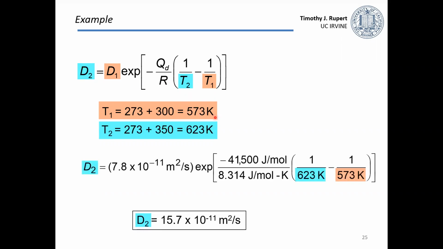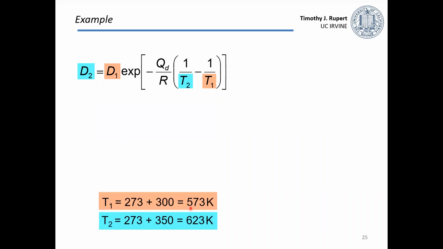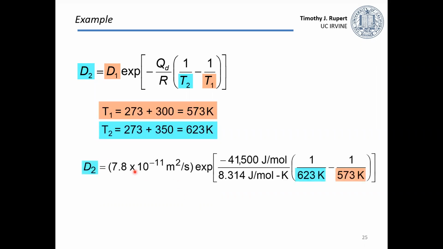Once I plug that all in, I can go and solve for the diffusivity. In this case, our original value was 7.8 times 10 to the minus 11. So that diffusivity has doubled. It's gone from almost 8 to almost 16 with just a small increase in temperature, so 50 degrees Celsius.